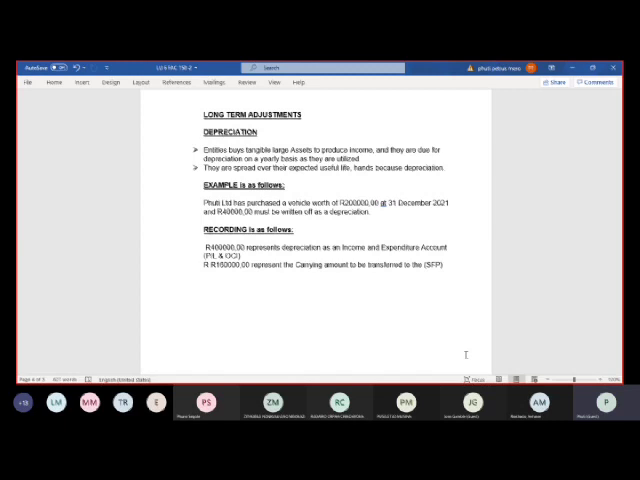Right, the recognition will be 40,000. Sorry, 40,000 represents the depreciation in the income and expenditure account. That will go to your income statement. So depreciation, by no choice, is an expense. You put that unless you are required to do the note on property, plant and equipment. If you look here, I said 160,000 represents the carrying amount to be transferred to the statement of financial position. All right, you will see that.